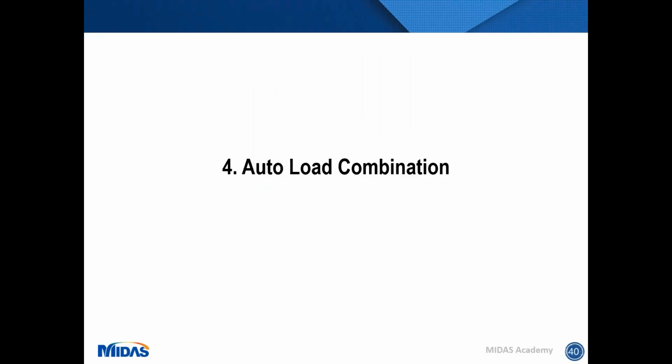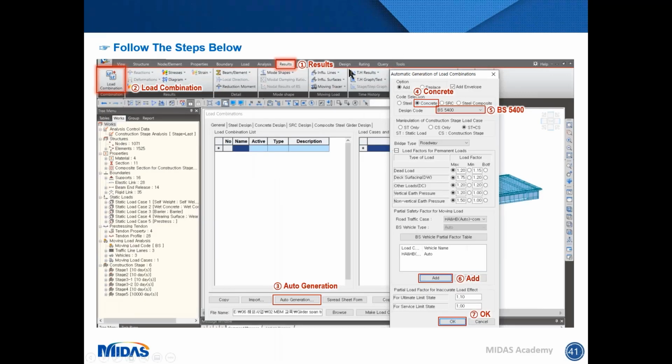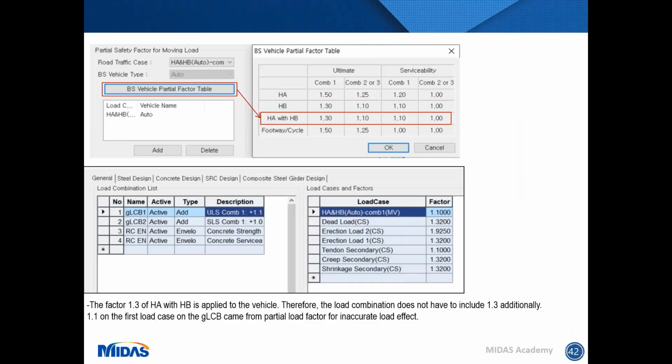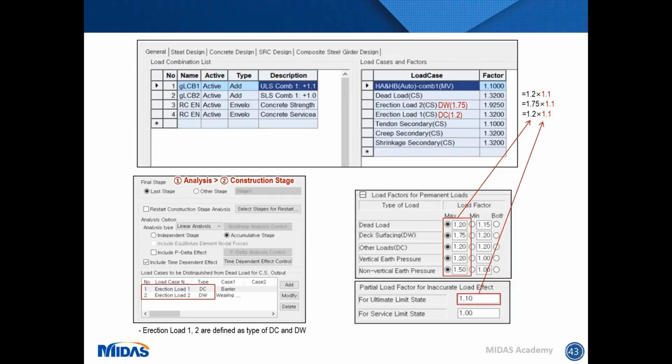And we have automatic load combination. Here it says you can use automatic load combination following the PS 5400 code. We have Australian code as well, and RS2 and Europe code and so on. And you can check load factors for the vehicles as well. I'll skip this. Please follow this, and if you find any difficulty, please visit our global technical support website.